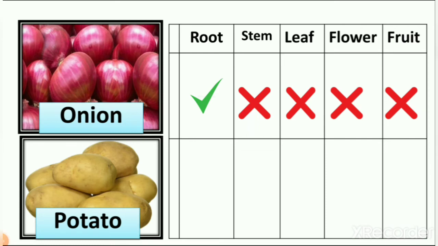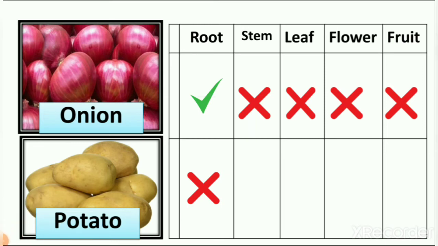But is that a root? You can see the picture of onion. So you can see roots in onion, but you cannot see root in potato. So what do we do in the root box? We put a wrong mark here. Why? Because potato is not the root of the plant.